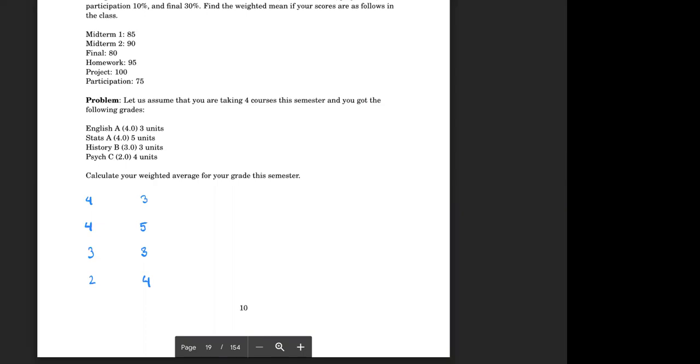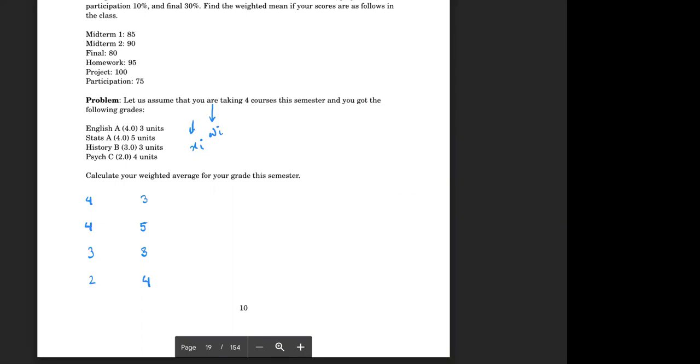Now, this is an important point in our discussion in terms of weighted mean. Figuring out which one is your XI, which one is your WI. XI is the actual data points. That means the score that one receives. WI is the weight. That means how much that data point is worth in the total.